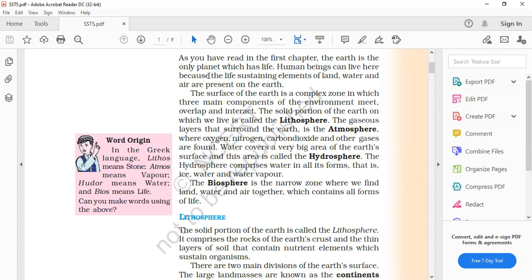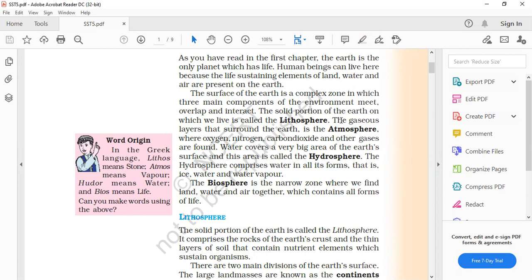From the first paragraph, you will know about the introduction section, and then underline this section: the surface of the earth is a complex zone. Underline the words complex zone, in which three main components of the environment meet. Again underline the words three main components. It is for your MCQ.